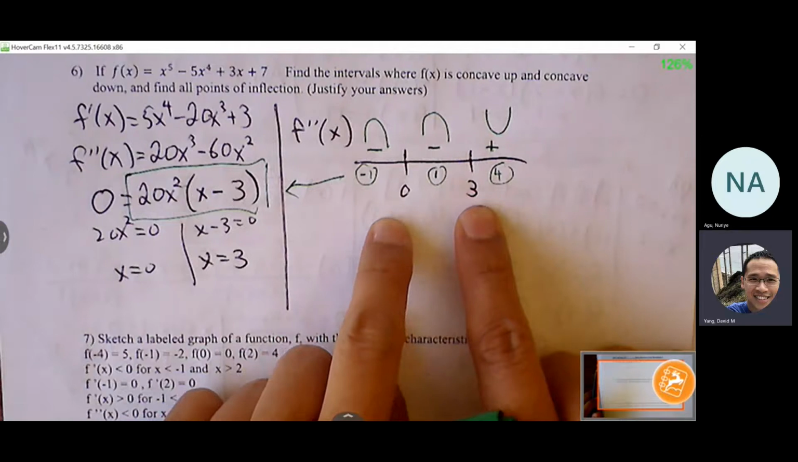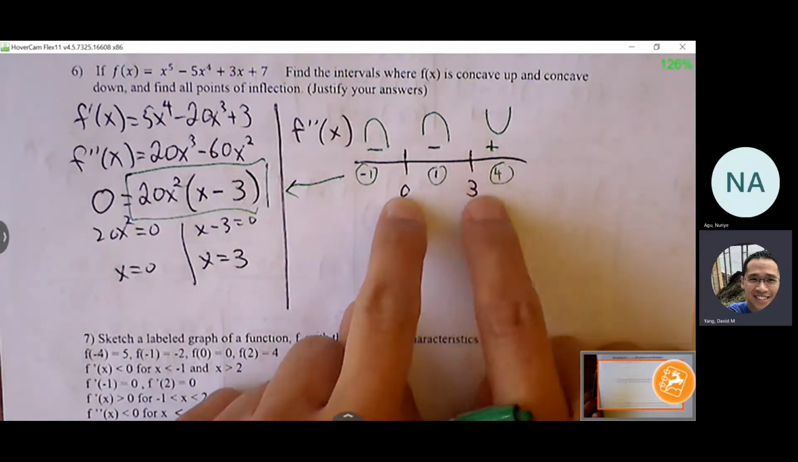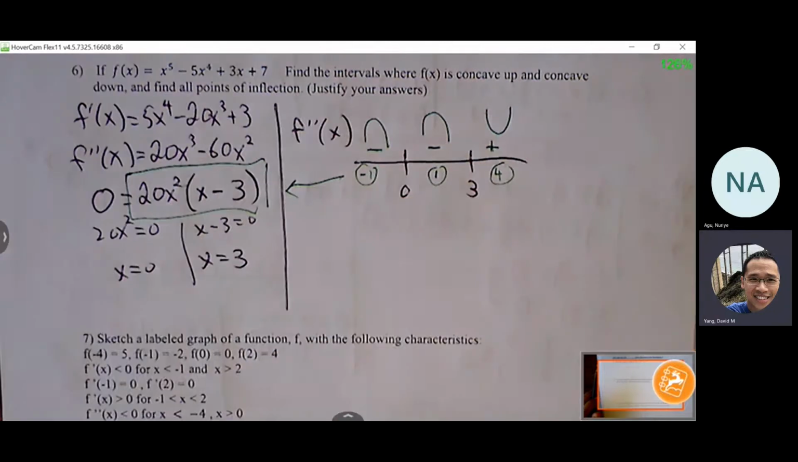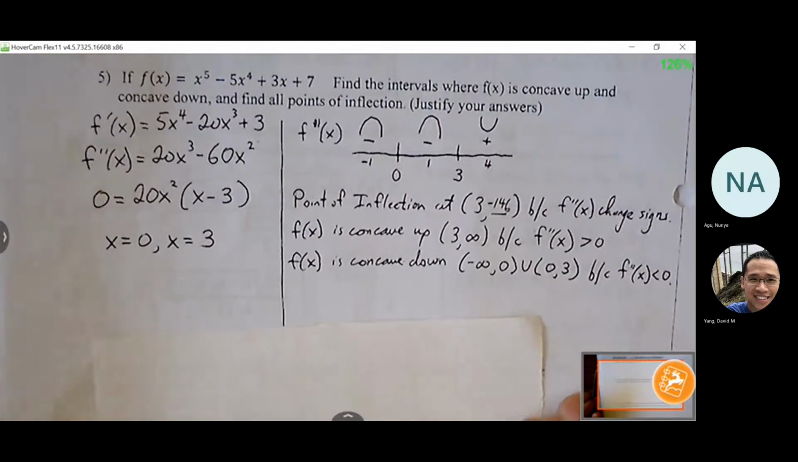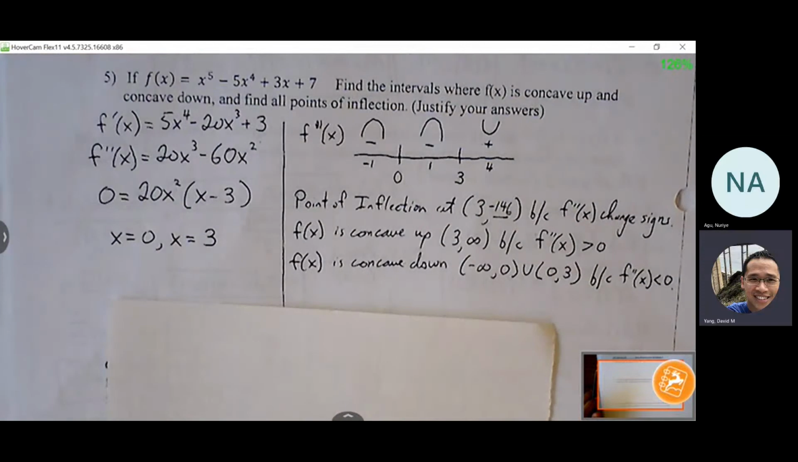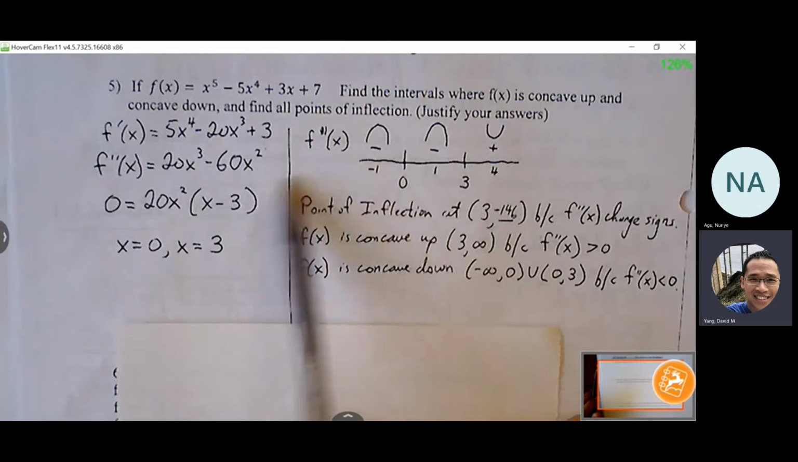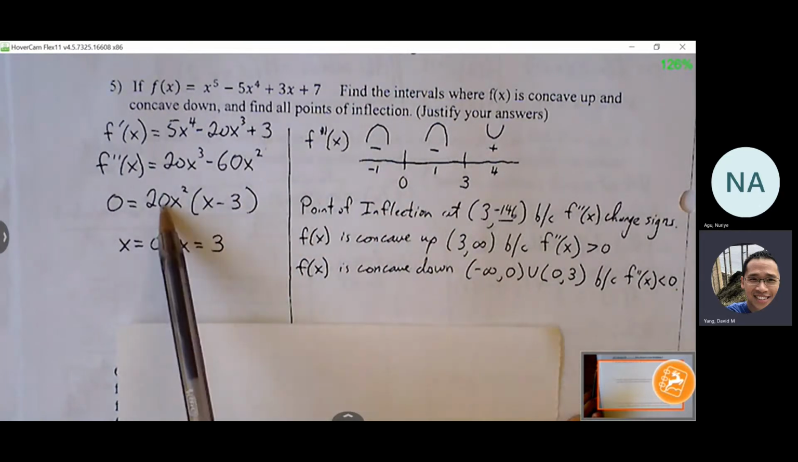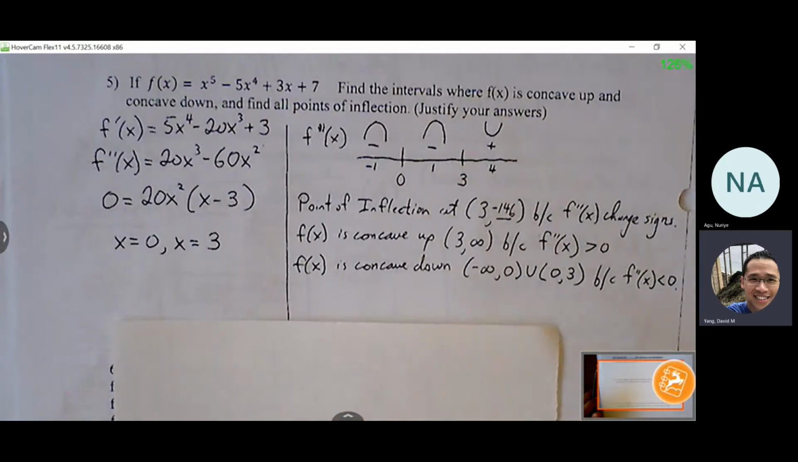How many points of inflection do I have? Just one, right? There's got to be a change in signs. There's no change in signs at 0, so only one point of inflection. Nope, second derivative sine line, you got to test it with the second derivative. If you plug into the original, you'll get the location, but you won't get curvature information.